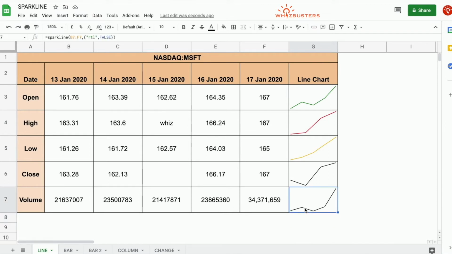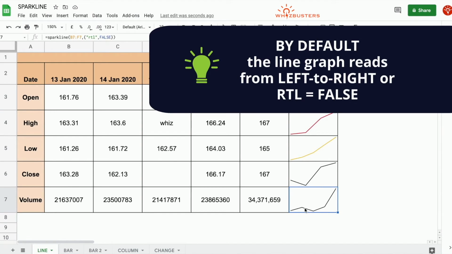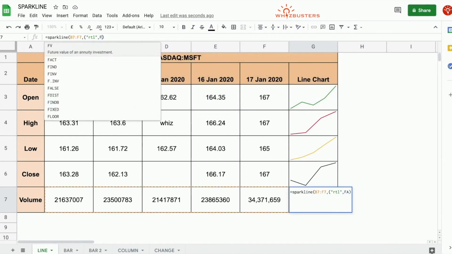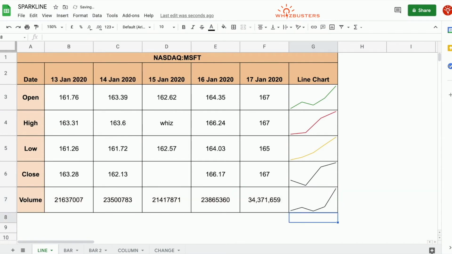So therefore, by default, the line graph reads from left to right. If you remove this, you will see that the line graph reads it from left to right by default. In other words, the default value for RTL is false.